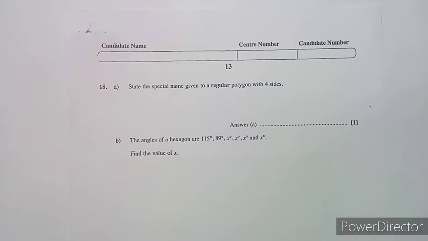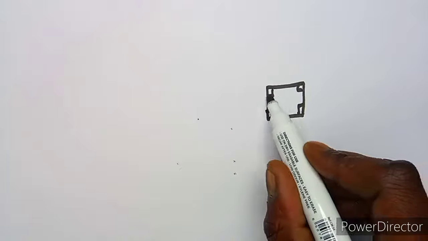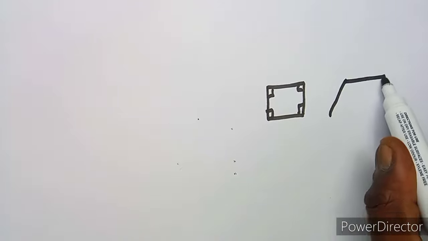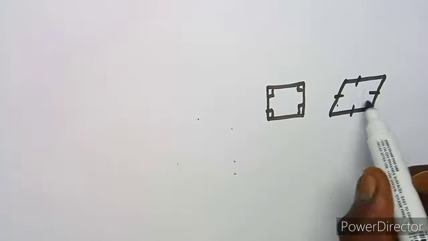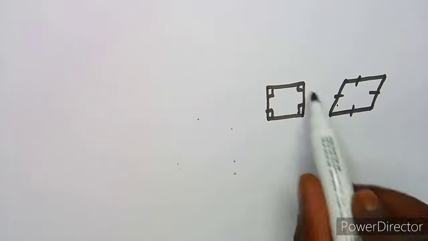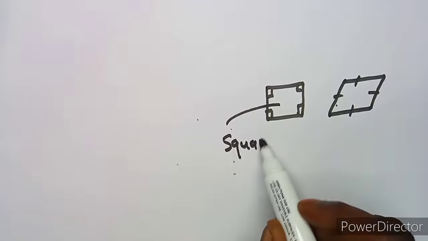State the special name given to a regular polygon with 4 sides. So a regular polygon, remember, is one where the sides are equal, so all 4 sides are equal. And what type of shape has all 4 sides equal and all 4 angles equal? That's a square, because on a square, remember, all sides are equal and the angles are equal. You'll be having 90, 90, 90, 90. A rhombus is not going to work. Why? Because the angles are not equal. Yes, the sides are equal throughout, but the angles are not equal, whereas for a regular polygon, the sides must be equal and the angles must be equal. So the one that is going to qualify is a square.